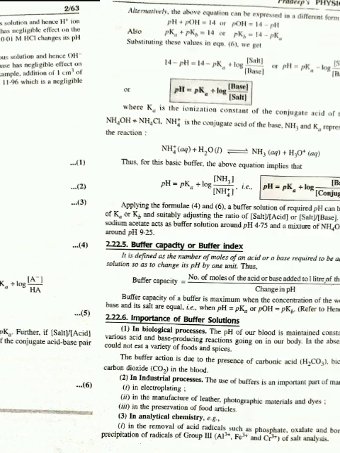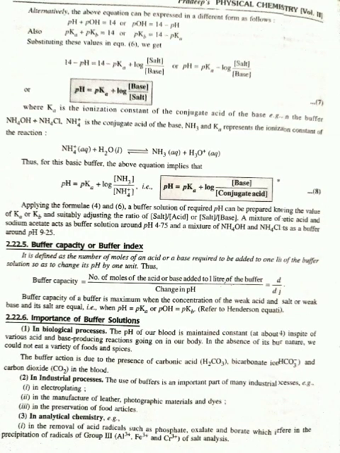B, for basic buffer mixture, like BOH plus BA, in a similar manner, pOH = pKb + log [salt]/[base]. Alternatively, the above equation can be expressed in a different way: pH = pKa + log [base]/[salt], or pH = pKa + log [base]/[conjugate acid]. Applying the formula, a buffer solution of required pH can be prepared knowing the value of Ka or Kb and suitably adjusting the ratio of salt to acid or salt to base.